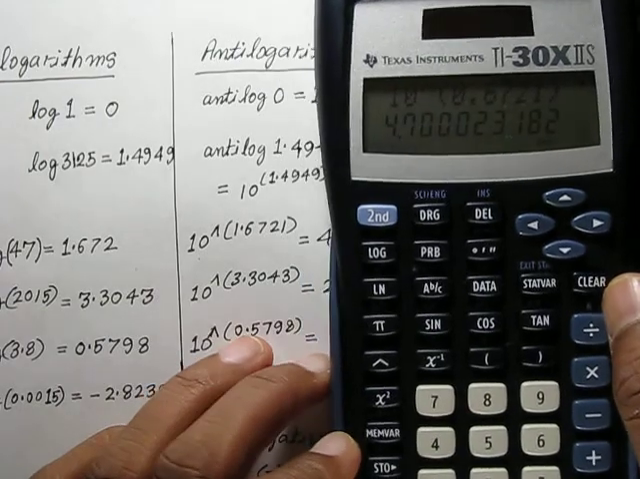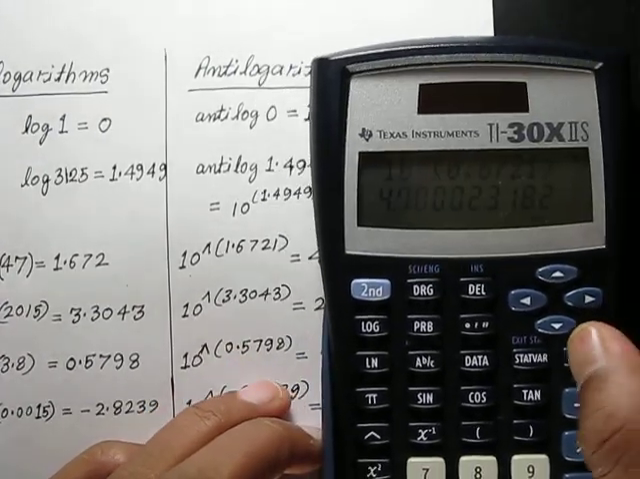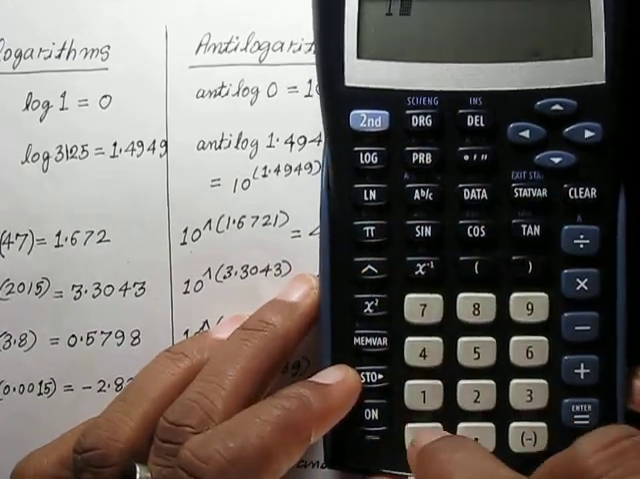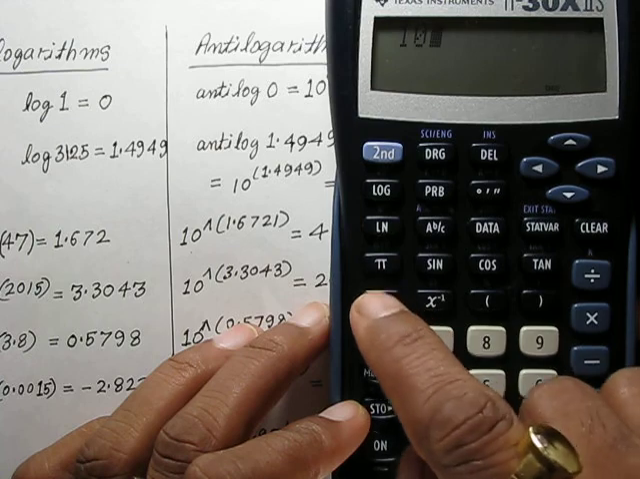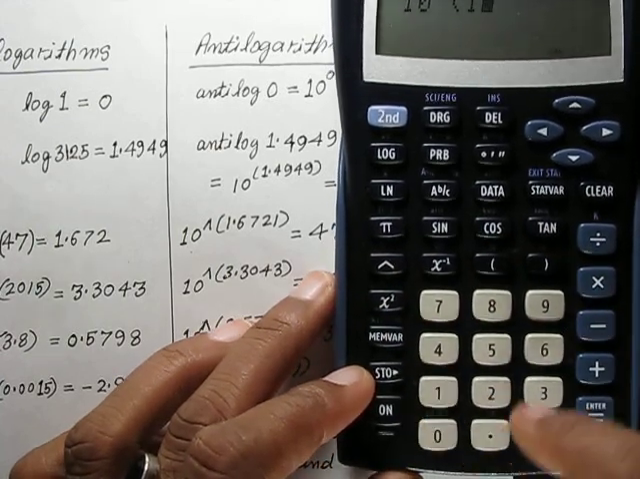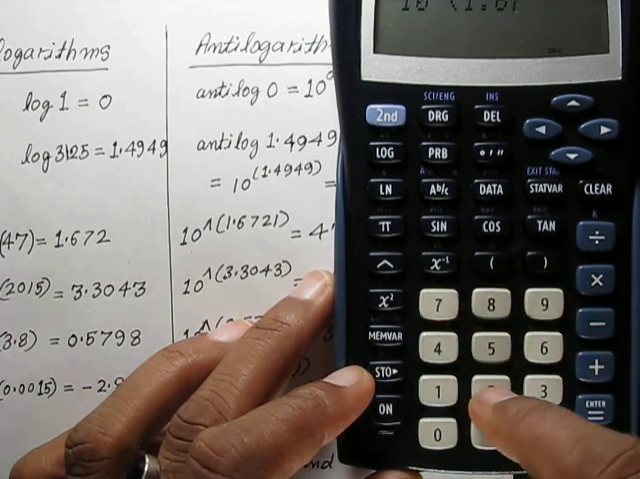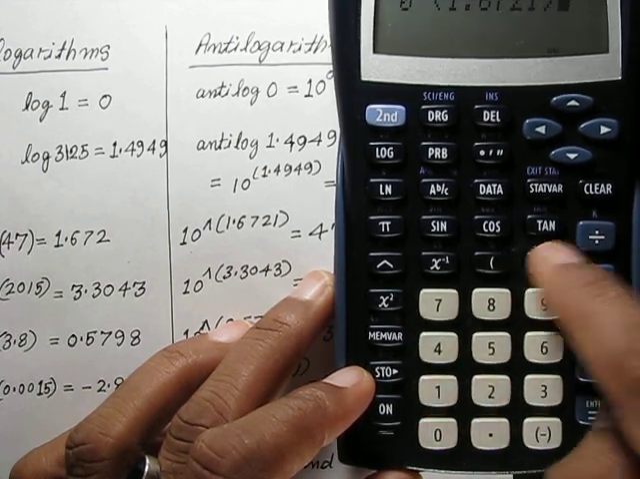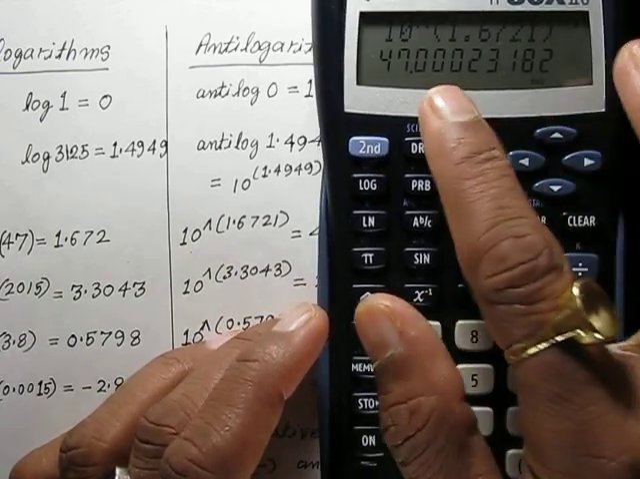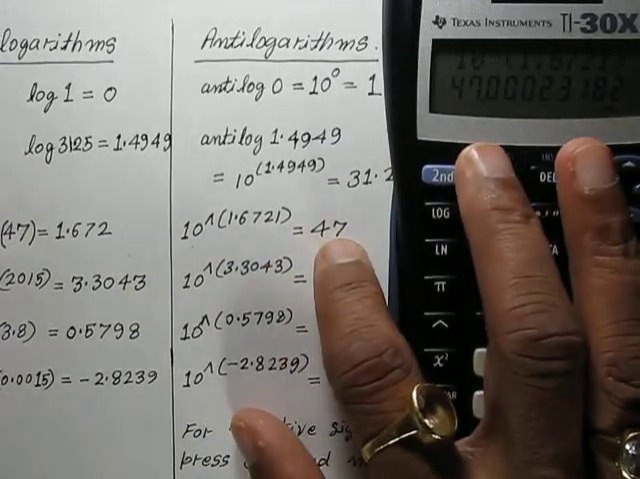Let's type it once again. I think I did something wrong here. Yes. So take 10, power, parenthesis, 1.6721, parenthesis close. Now the correct number came. So in this way you can take the anti-log.